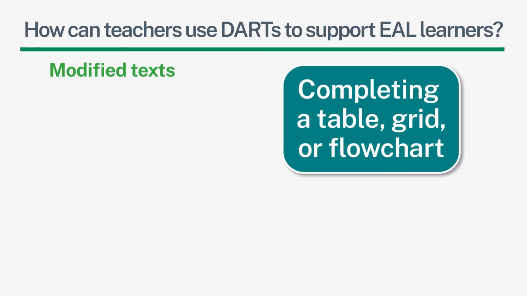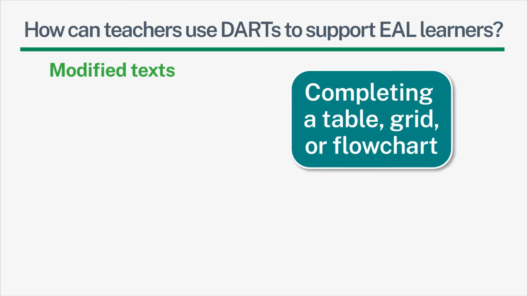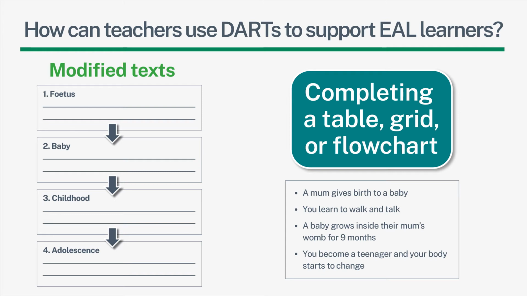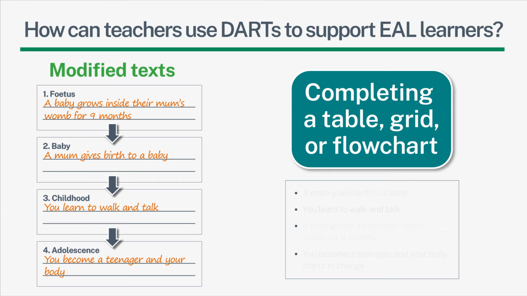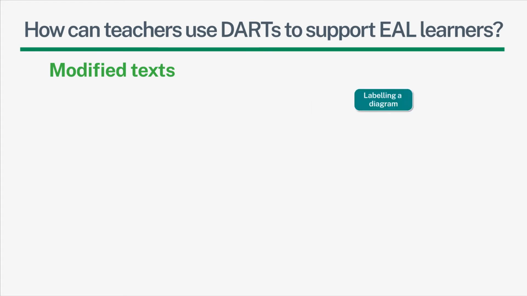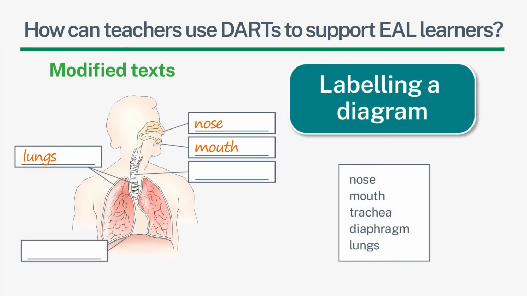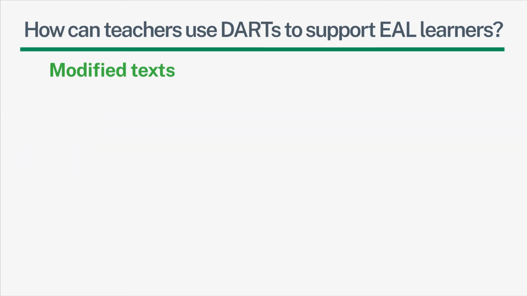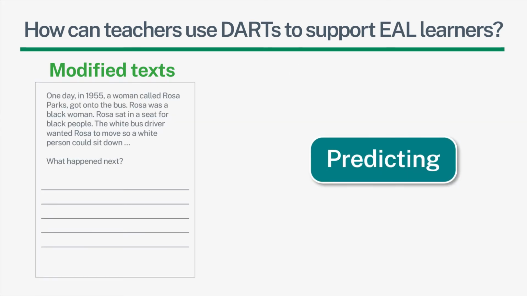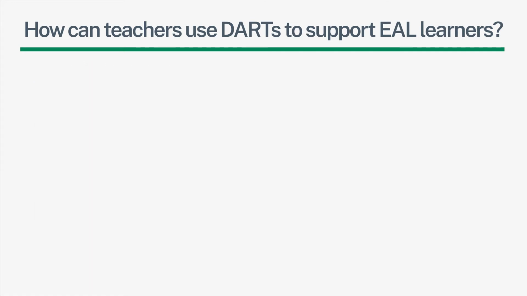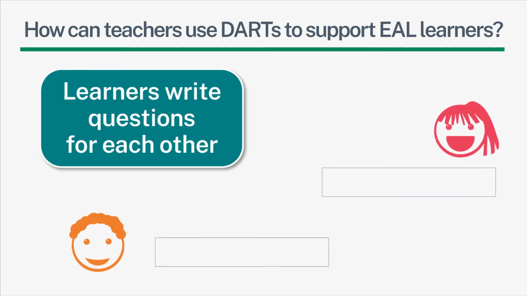Learners can also complete a table, grid or flowchart. Here's an example of a flowchart which focuses on the start of a human life cycle. You could also ask learners to label a diagram. Learners can also predict what's going to come next in a text, or write their own ending to the text before they see the real one. Lastly, learners could also write questions about the text for another learner to answer.